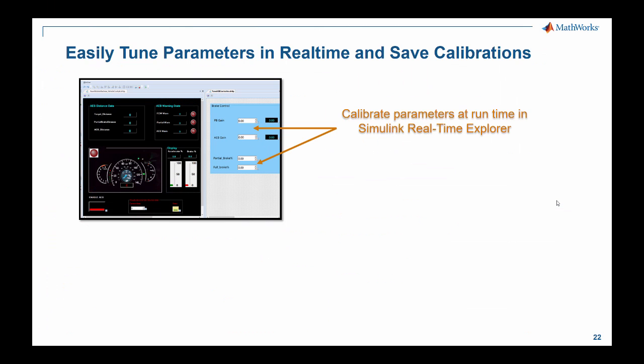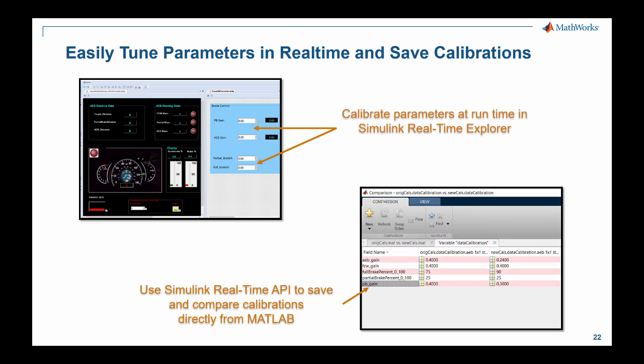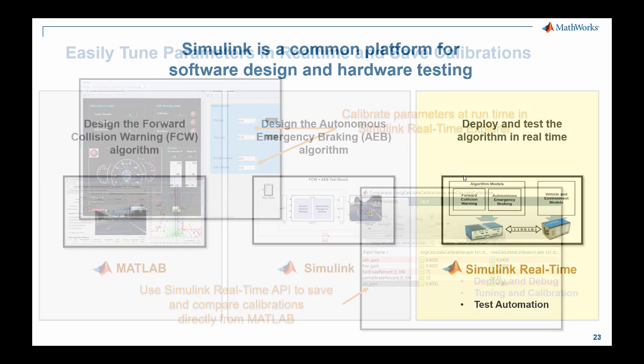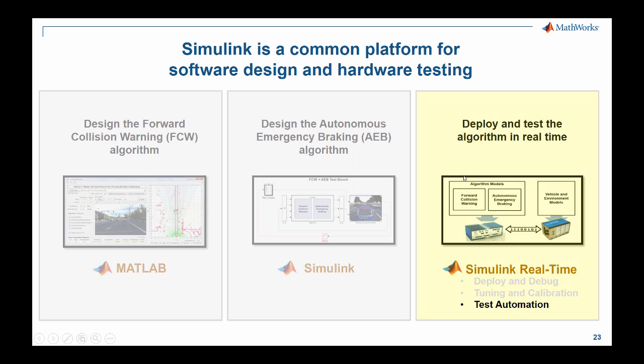So you can calibrate your algorithms from Simulink Real-Time Explorer by creating instrument panels, and then use Simulink Real-Time API to access and compare that calibration data directly from MATLAB. Okay, so till now, we've seen the debugging of hardware issues with Simulink Data Inspector, tuning and calibration with Simulink Real-Time Explorer, and finally, let's talk about test automation.